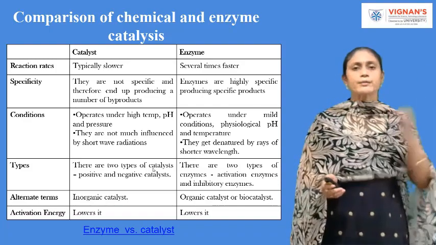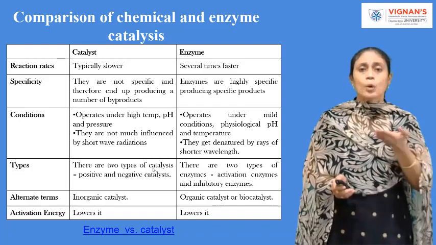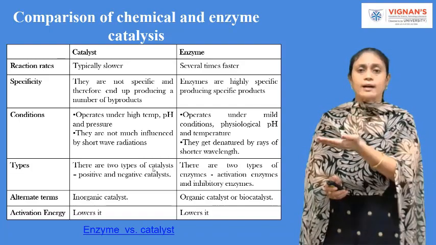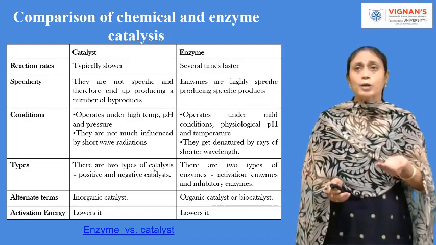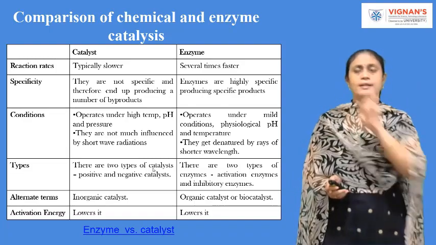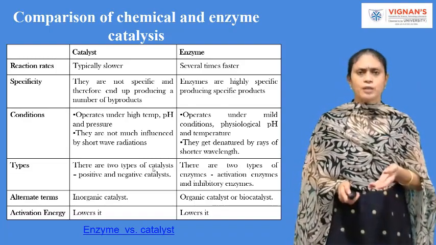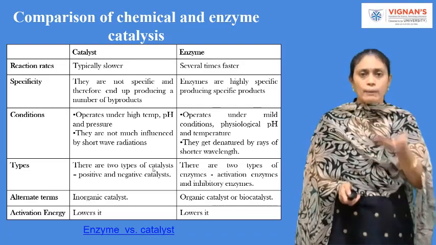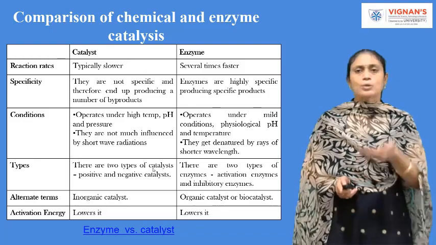What are the alternative names for this chemical catalyst? They are called inorganic catalysts, whereas enzymes are organic catalysts. They are most probably called biocatalysts. Both of them, chemical catalysts as well as the enzymes, are involved in lowering the activation energy. In order to understand more about the differences between the chemical as well as the enzyme catalyst, go through this video.